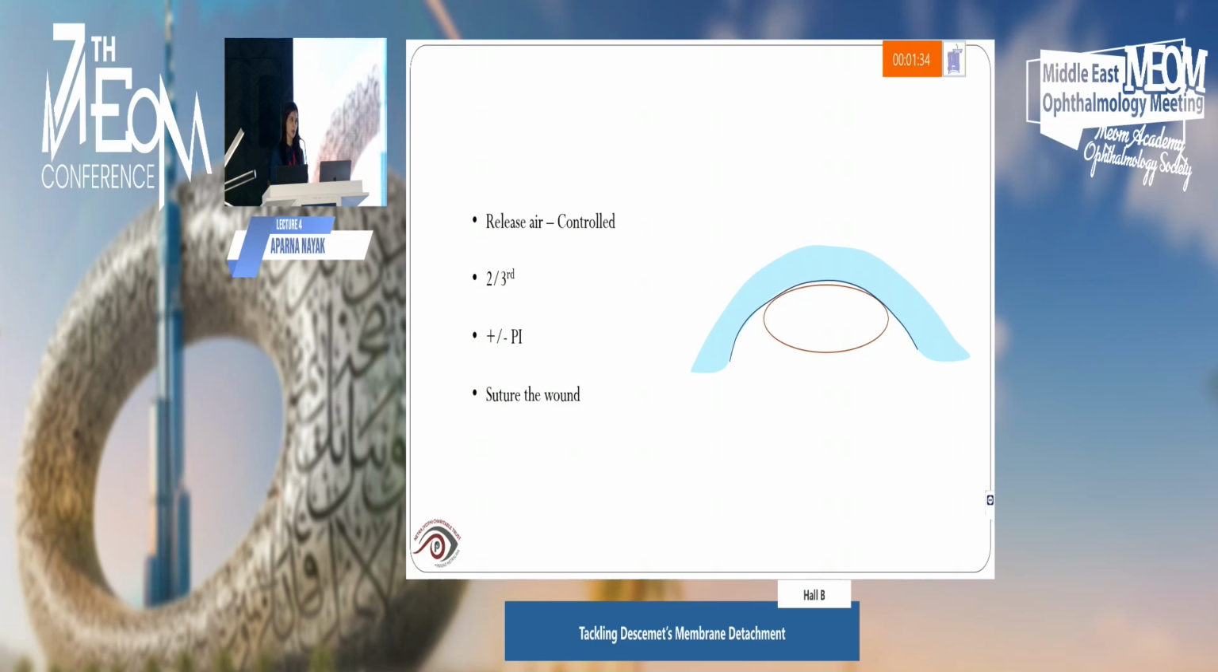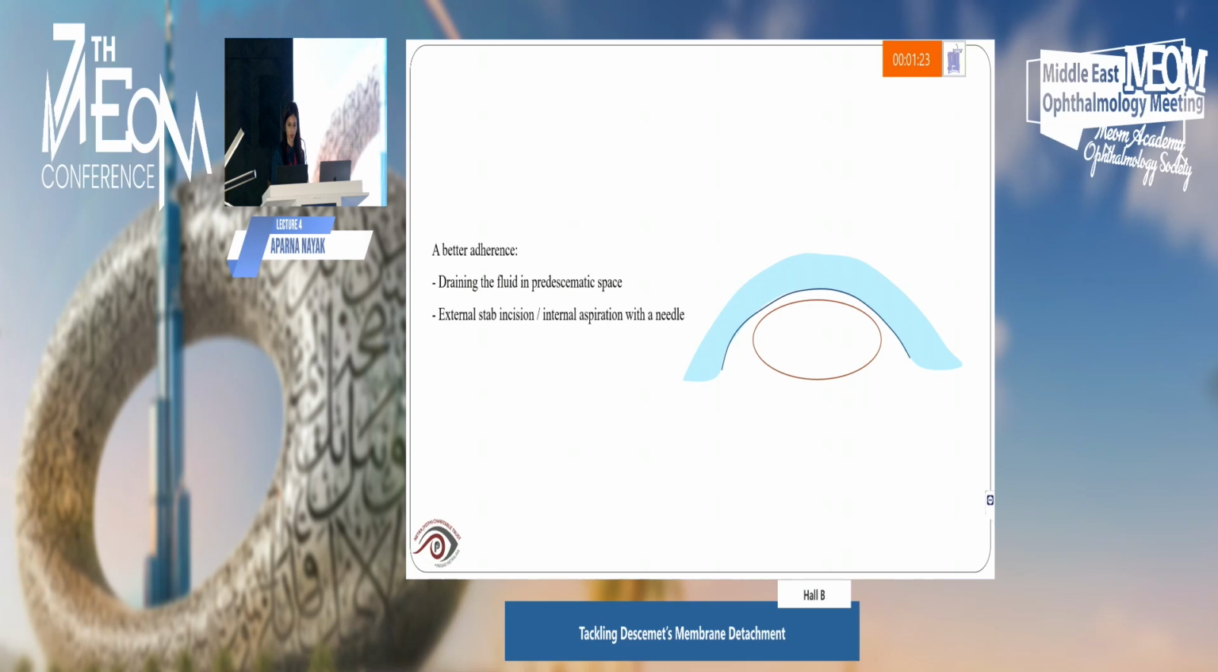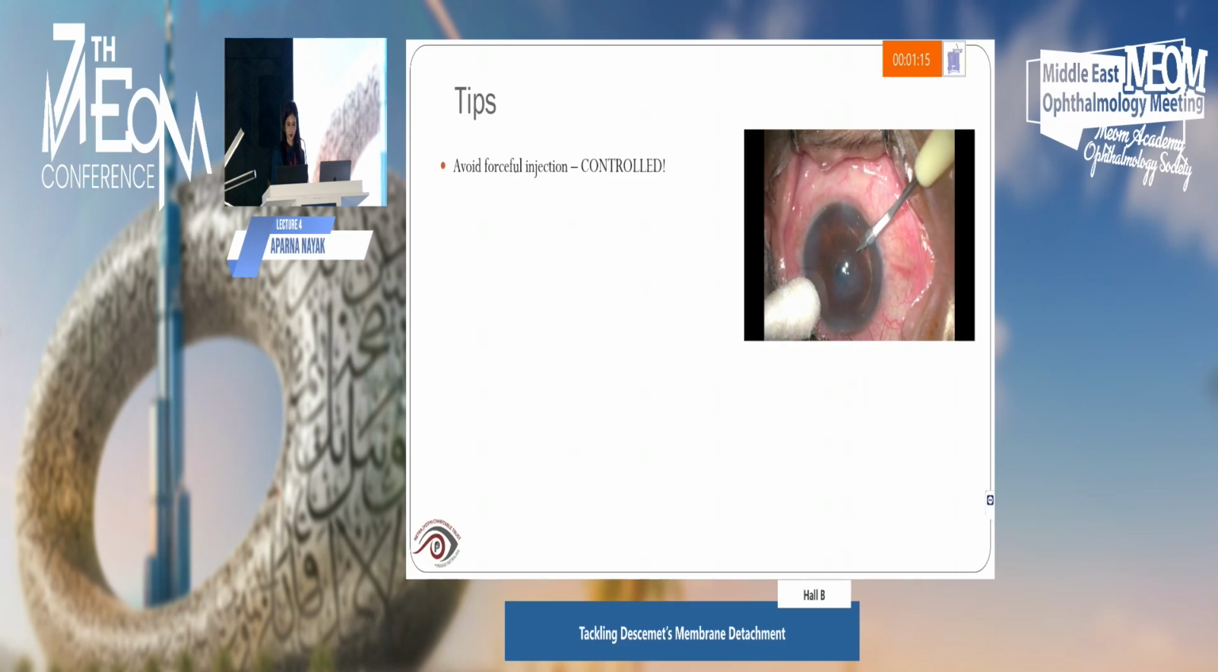And when we release the air, make sure around 70% of the air bubble is left in the anterior chamber. And if you're planning to leave a full air bubble, make sure you do a surgical PI and suture the wound. That's very important. And for better adherence, we can always use an external stab incision to aspirate any fluid between the DM and the stroma.